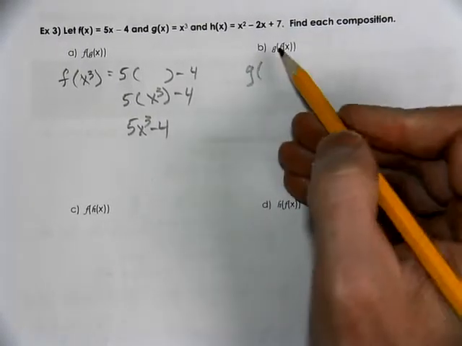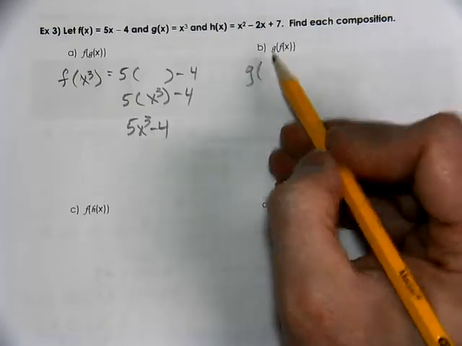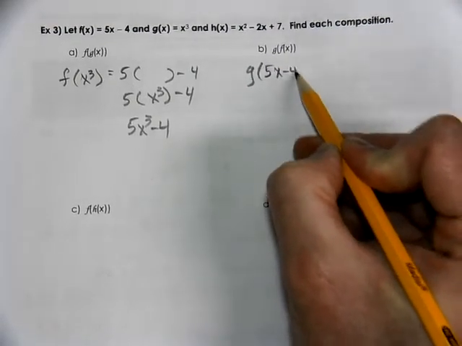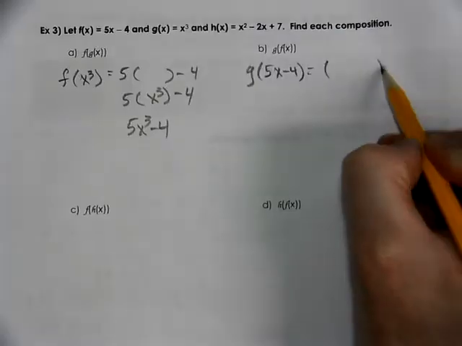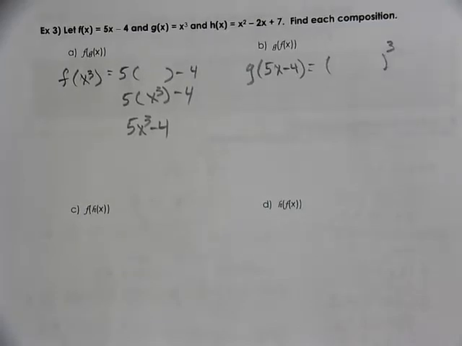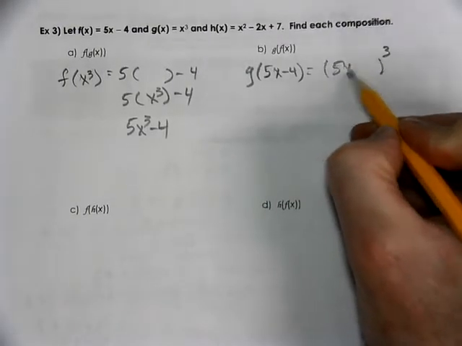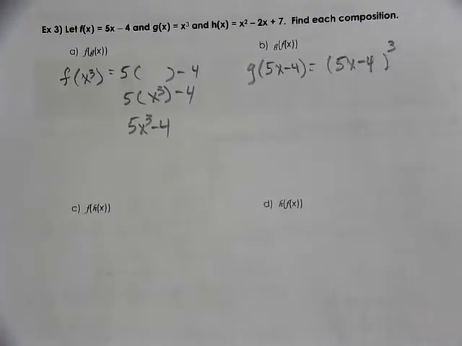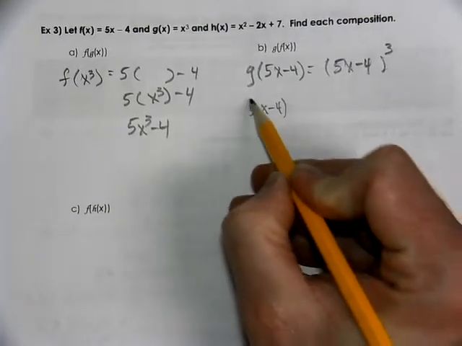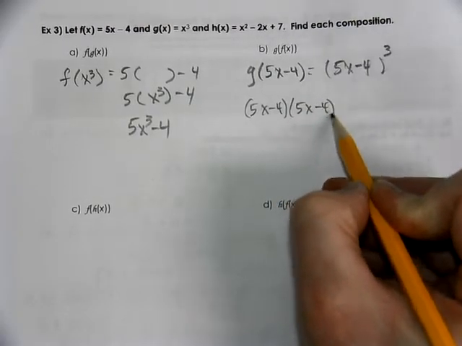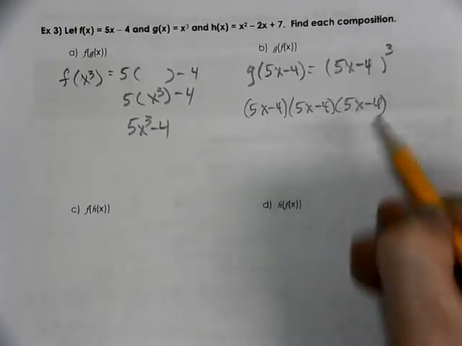This is g of f of x. So we take the g function and we're going to plug the f function in its spot. So the g function is something that's being cubed. So this is 5x minus 4 that's being cubed. Well, we don't have a way to cube that without doing it the long way. We could use the binomial theorem, but with a cube, it's not all that much more difficult just to multiply it out.